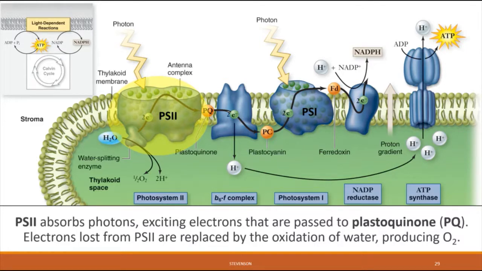In the very first step, photosystem 2 absorbs a photon of sunlight energy. And as it does this, the electrons in the pigment molecules are excited. Those electrons are then passed from photosystem 2 over to this little molecule right here called plastoquinone. Plastoquinone is a type of electron shuttle, which we also saw in oxidative phosphorylation. It's responsible for transferring electrons from photosystem 2 over to the B6F complex here.